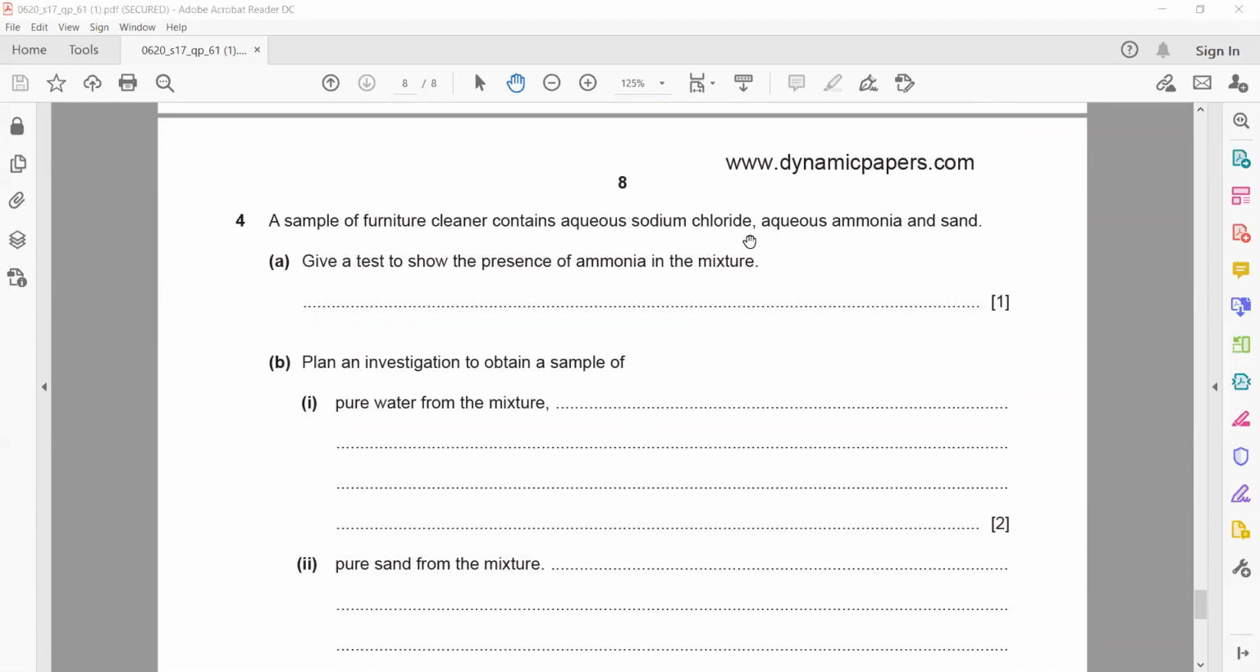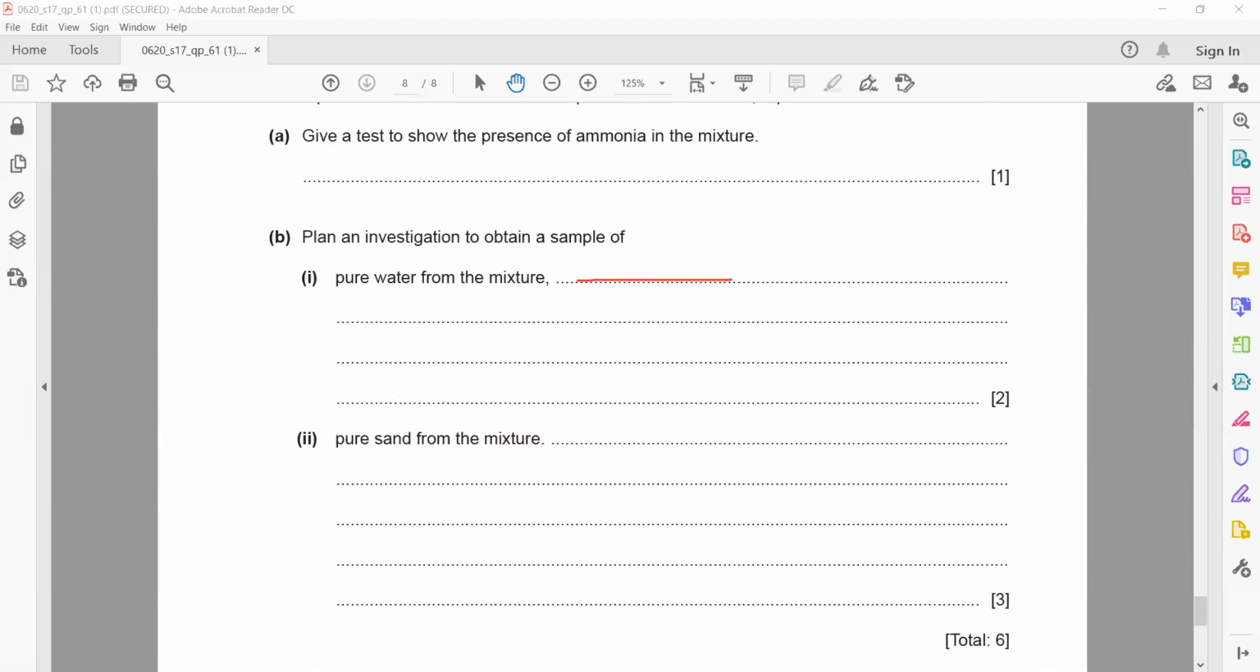The test for ammonia uses damp red litmus. Ammonia can react with sodium hydroxide, but the test for ammonia is for ammonia gas. If it says ammonium, we add sodium hydroxide and heat. But if we want to check for ammonia, which is a gas, then red litmus will turn blue.